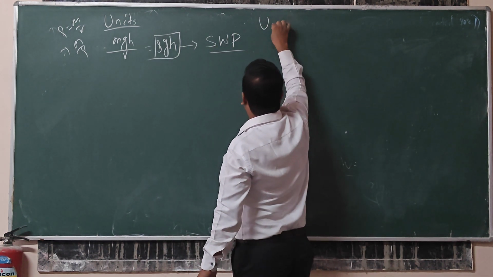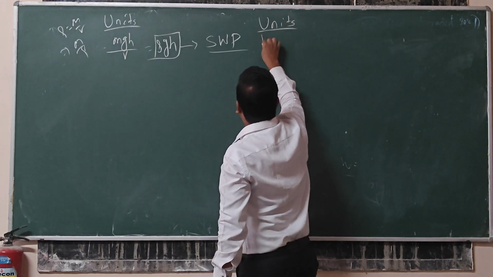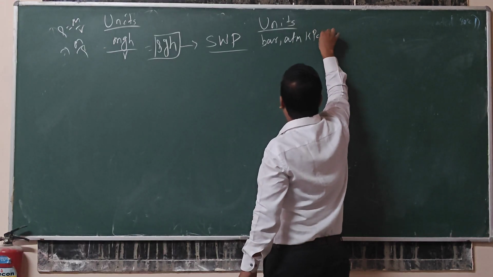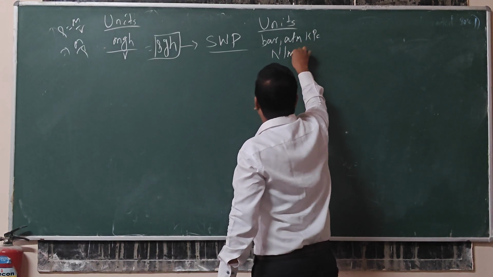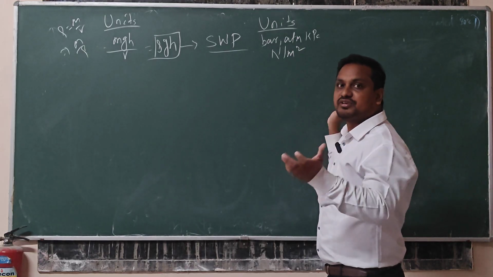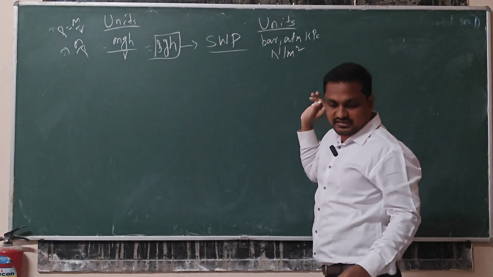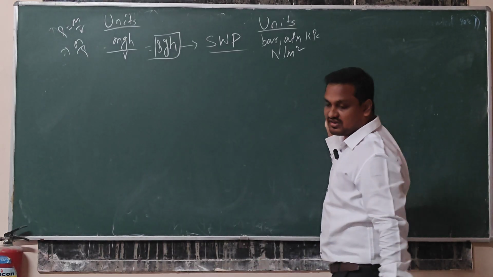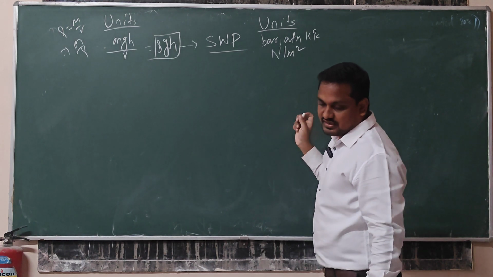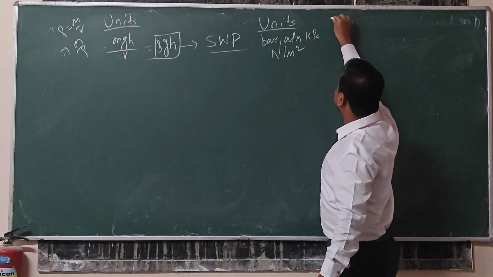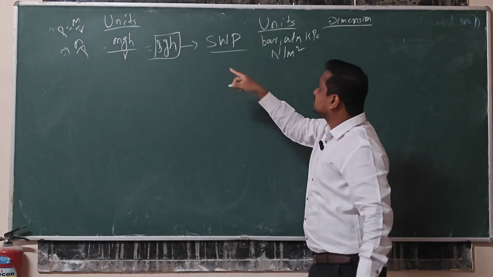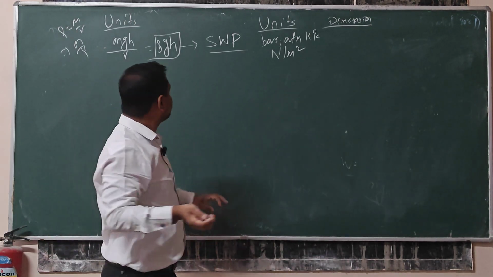If you assign some units, we can say this is in bar, in atmosphere, in kilopascal, or rather Newton per meter square, or dyne per centimeter square. These are the units, and in terms of your CGS unit, that is dyne per centimeter square, very simple. And you can also assign some dimensions. This is your homework: assign the dimensions to these soil water potential terms.